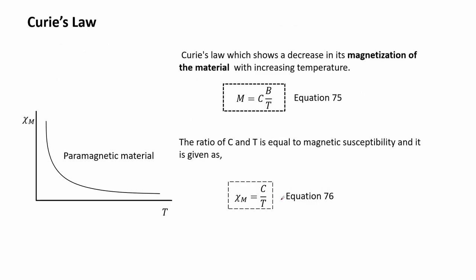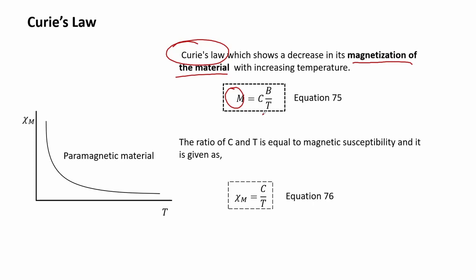The magnetic moment inside the paramagnetic material tends to align itself with respect to the presence of a magnetic field. This is opposed by random motion inside it, such as thermal activity, which increases the randomness of its magnetic moment orientation. This behavior is described mathematically by Curie's law, which shows a decrease in the magnetization of the material with increasing temperature as shown by equation 75.